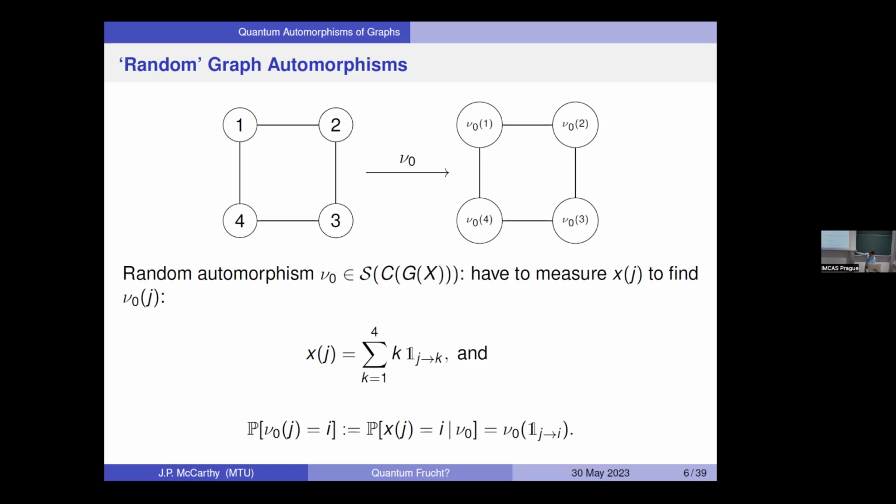And so the way we're interpreting this is, if you want to find out what this is, you'll measure x of 1 given this state. And we make this interpretation that the probability that the random automorphism sends J to I, for example, sends maybe 1 to 2, which would be the probability that this observable, say the first one there, x of 1 is equal to 2, given the state, would be equal to this. And that's just classical probability.